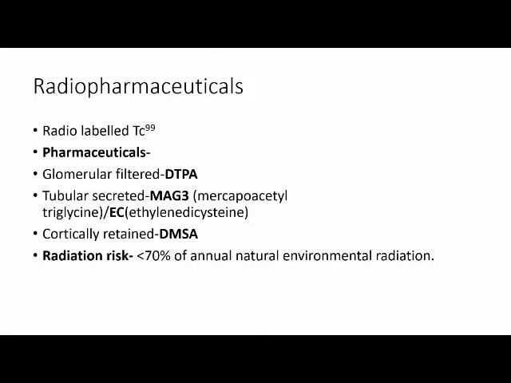Understood, sir. So the radiopharmaceuticals which we use, one is DTPA. DTPA is filtered by the glomerulus, so it is basically used for assessing glomerular filtration. Other agents like EC and MAG3 are tubular agents. That is, they are secreted by tubular secretion, and they are used for assessing any obstructive pathologies. But in order to assess the cortical anatomy, we use a cortically retained agent, that is DMSA.